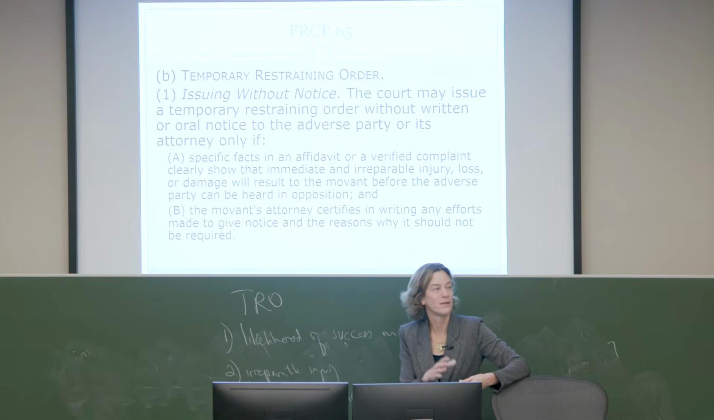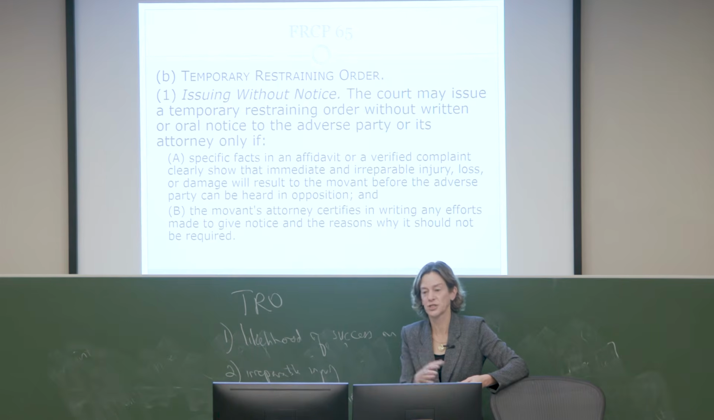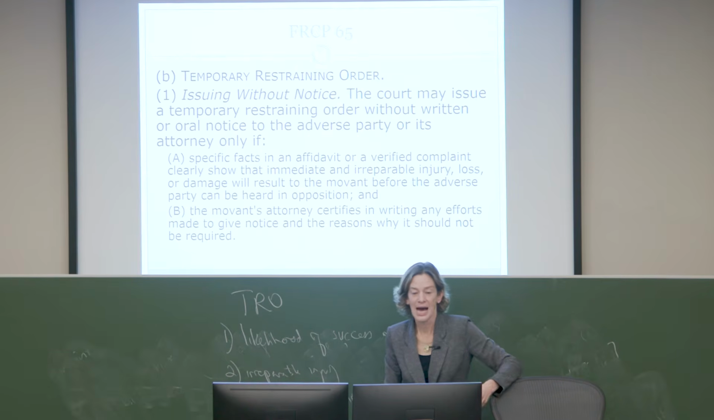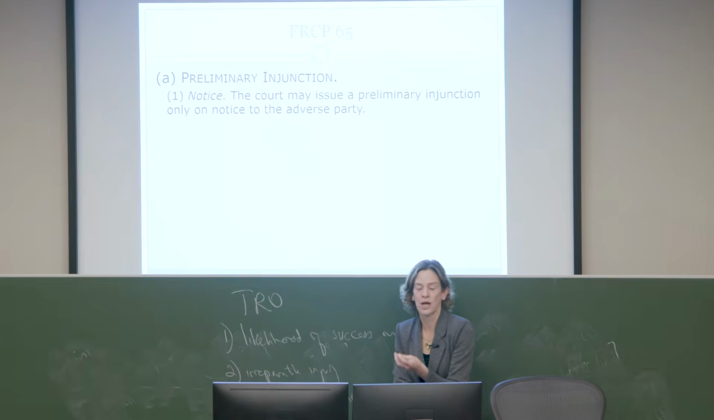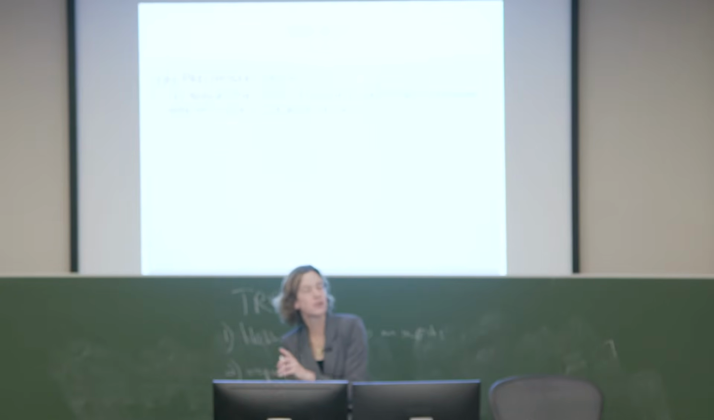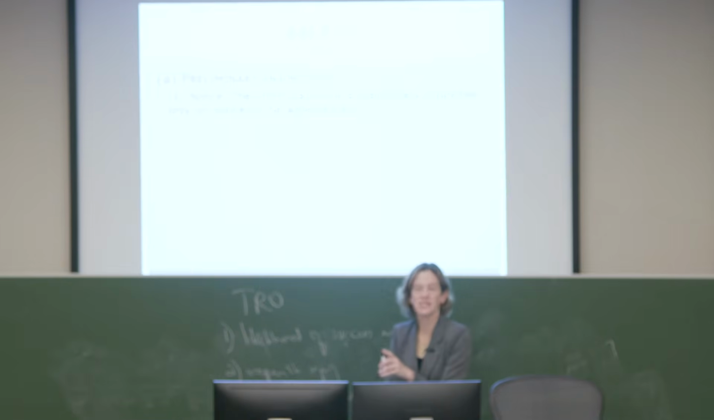So while due process does require notice and an opportunity to be heard, we can see that in this rule, the rule makers are saying, but there might be some situations in which we would allow for some form of limited temporary relief without it. And you can also see, we'll talk more about preliminary injunction in a minute, but that's a form of relief where you must give notice, and it's generally sought on less of an emergency basis.